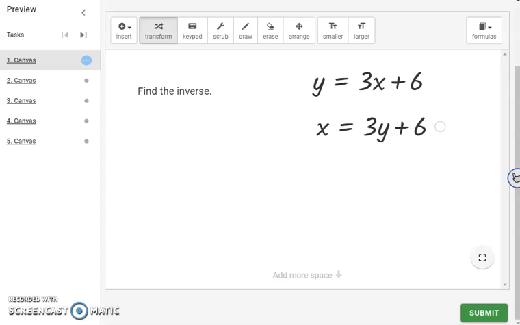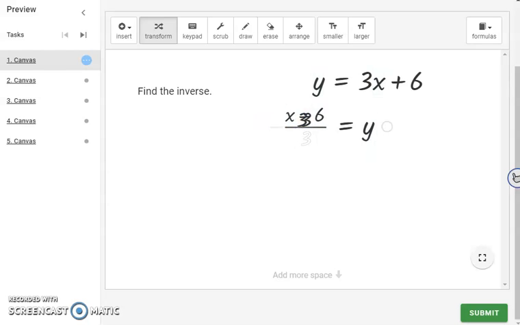So I've got a multiplication problem here, and I've got an addition problem. Which one do I do first? Do I undo the addition by subtracting, or do I undo the multiplication by dividing? Subtraction. So I'm going to subtract 6 from both sides, and I get x minus 6. And then we're going to undo the multiplication by dividing by 3. So this is one answer for the inverse. The inverse would be y is equal to (x minus 6) over 3.